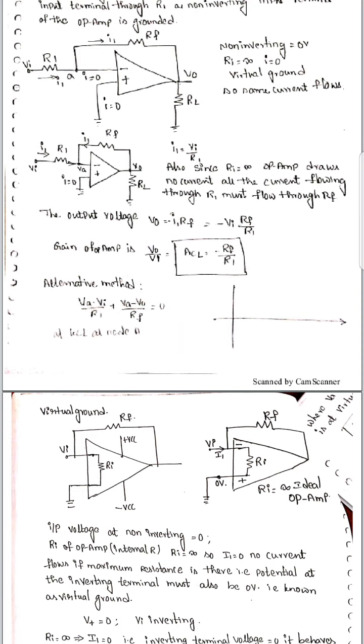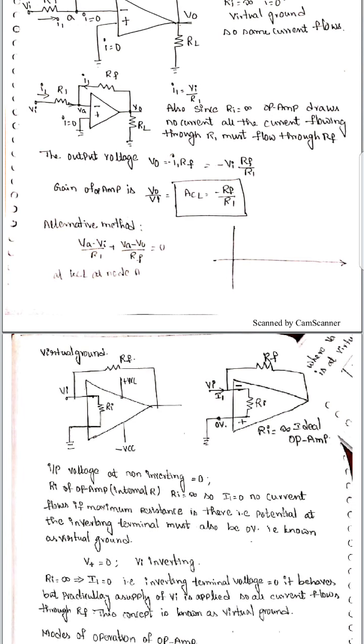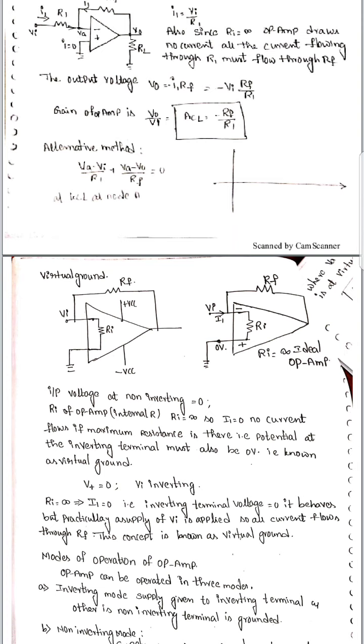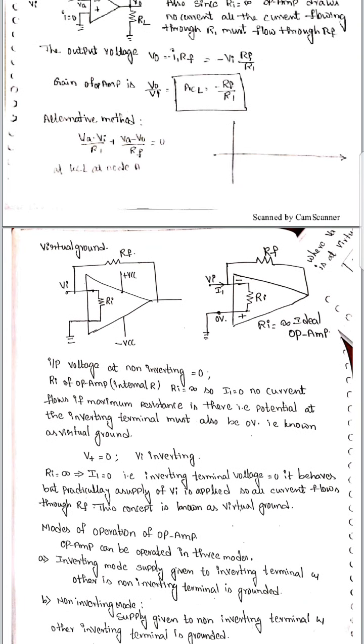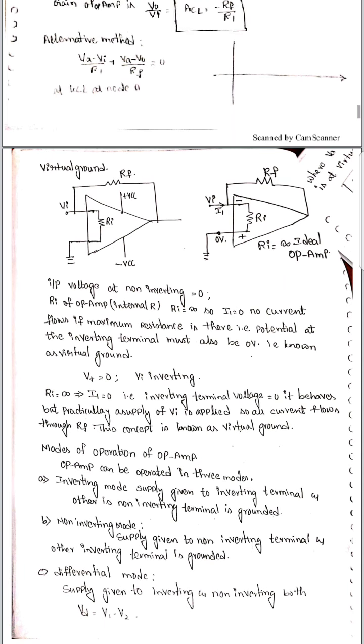The output voltage V0 is equal to I1 into RF, that is equal to minus Vi into RF by R1. Gain of the op amp is V0 by Vi, the closed loop gain, is equal to minus RF by R1. This is the inverting amplifier. This is the alternative method: (Va minus Vi) divided by R1 plus (Va minus V0) divided by RF is equal to 0, by KCL at this node. This is the virtual ground.